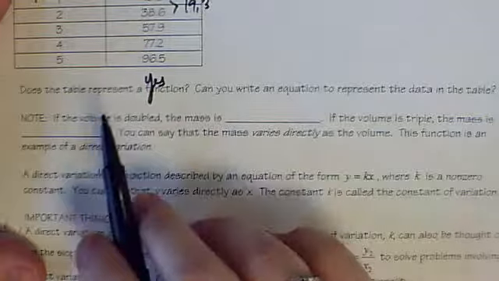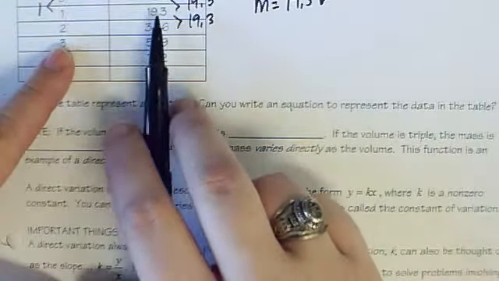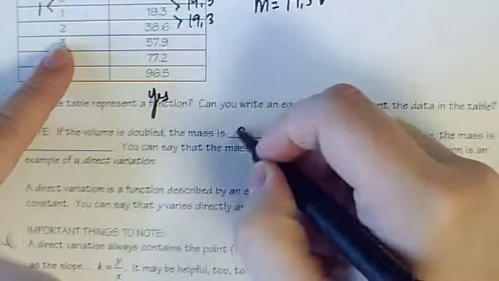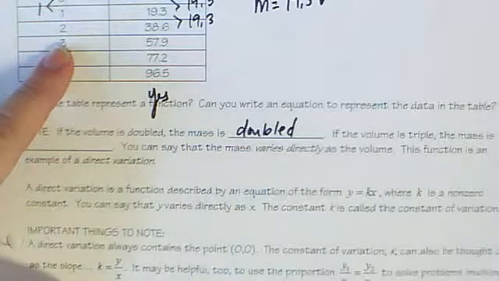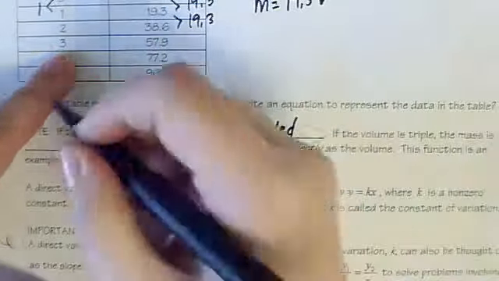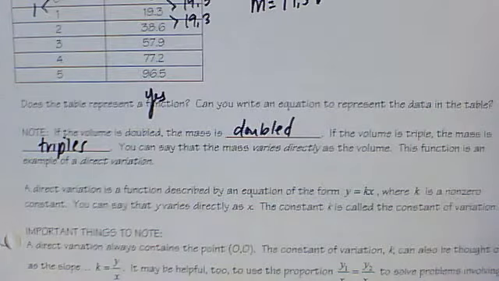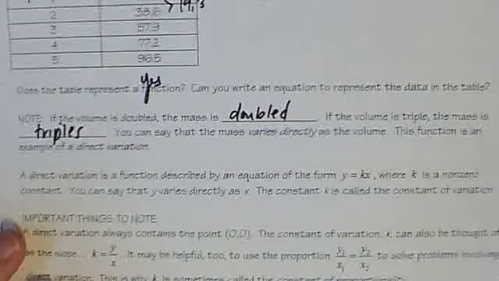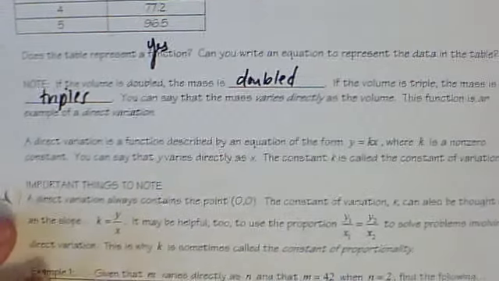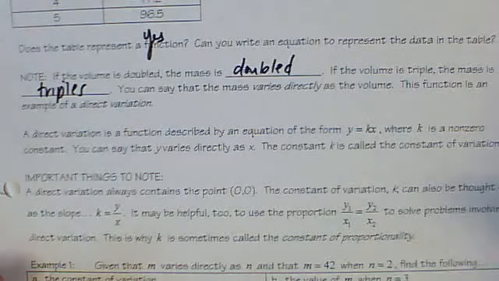If I look at this and I double the volume, so I'm going from 1 to 2 and I double it, the mass also doubles. Okay, if I triple it, so from 1 to 3, the mass also triples. Because this is the case, you can say that the mass varies directly as the volume. They're a direct component of one another. So this is an example of direct variation. As one thing changes, the other changes at the same rate.